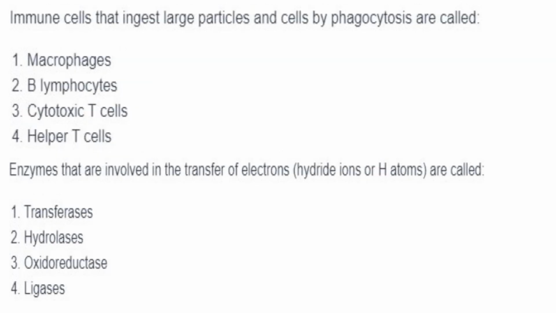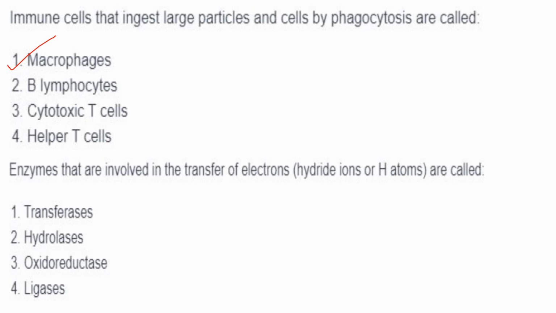Then the immune cells that ingest large particles and cells by phagocytosis are called. So those immune cells that ingest by phagocytosis are called macrophages. B lymphocytes, they produce antibodies. Cytotoxic T cells, they produce certain chemical signals and activate other immune responses. Helper T cells also, they assist in activating other immune responses.